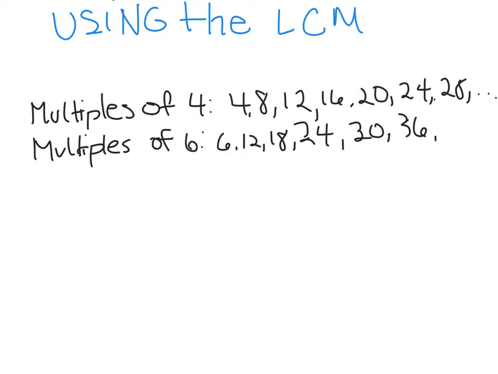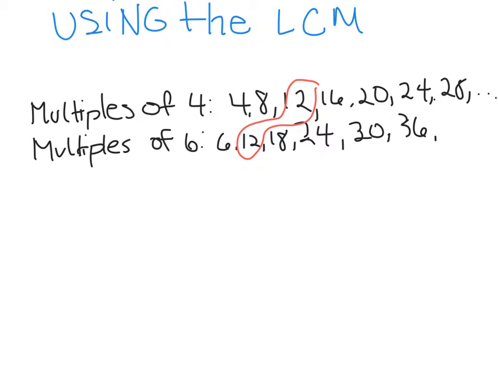So we know that one train leaves the station every 4 minutes, and one train leaves the station every 6 minutes. So we can do the multiples. Multiples of 4 are 4, 8, 12, 16, 20, 24, 28. Multiples of 6 are 6, 12, 18, 24, 30, and 36. Now I can find any common multiples here, and the first one is going to be 12.